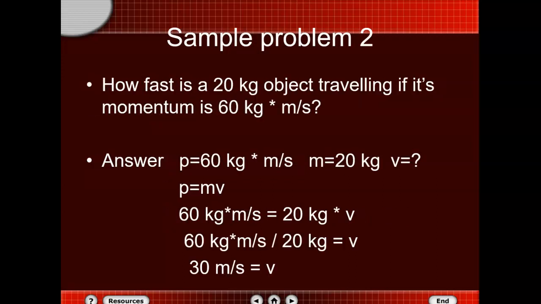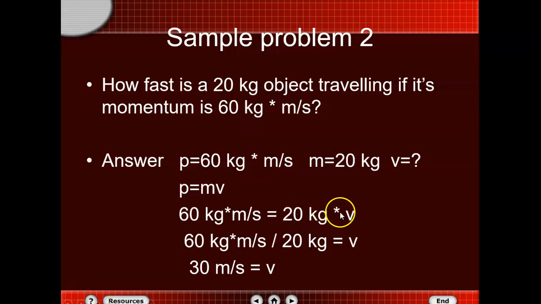Next sample problem. How fast is a 20 kilogram object traveling if it has a momentum of 60 kilograms times meters per second? So this time we have the momentum, 60 kilograms times meters per second. We have a mass of 20 kilograms. We're looking for its velocity. So we know the equation again is P equals M times V. Momentum is mass times velocity. So 60 kilograms times meters per second is my momentum, equals 20 kilograms times my V.